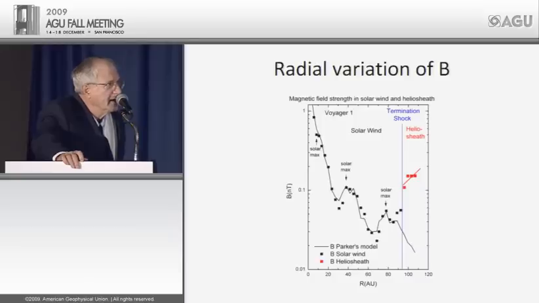There is indeed, after you make this correction, a radial gradient of the magnetic field strength. And the magnitude of this radial gradient agrees with that which is predicted, for example, by a recent paper by Pogorelov et al. So indeed, the magnetic field strength, if you consider quasi-stationary conditions, is increasing as we move through the heliosheath toward the heliopause.